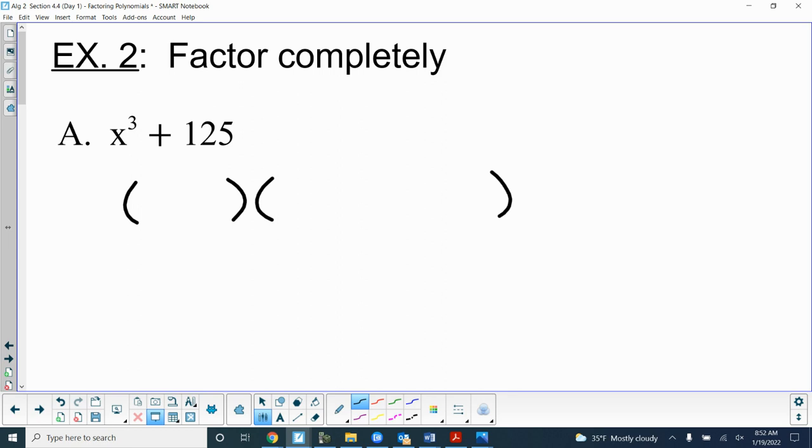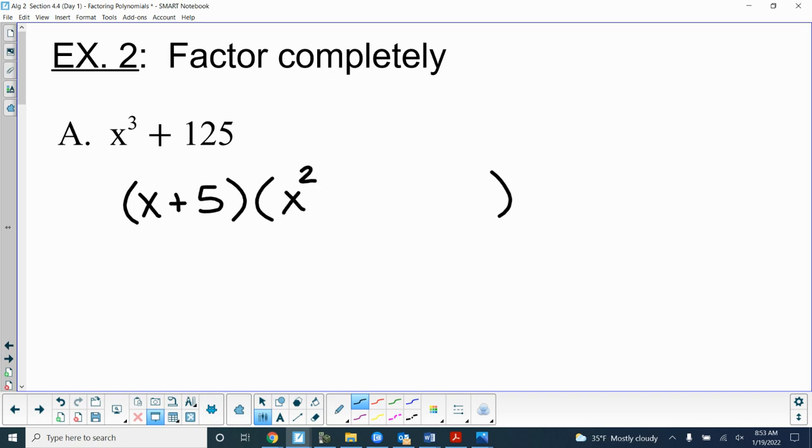What's the cube root of x cubed? X. This sign is addition, so they match up. And we just found out the cube root of 125 is what? 5. So there's our binomial part. Okay? Again, to do the trinomial part, take the first term of the binomial, x, and square it. What's x times x? Right.